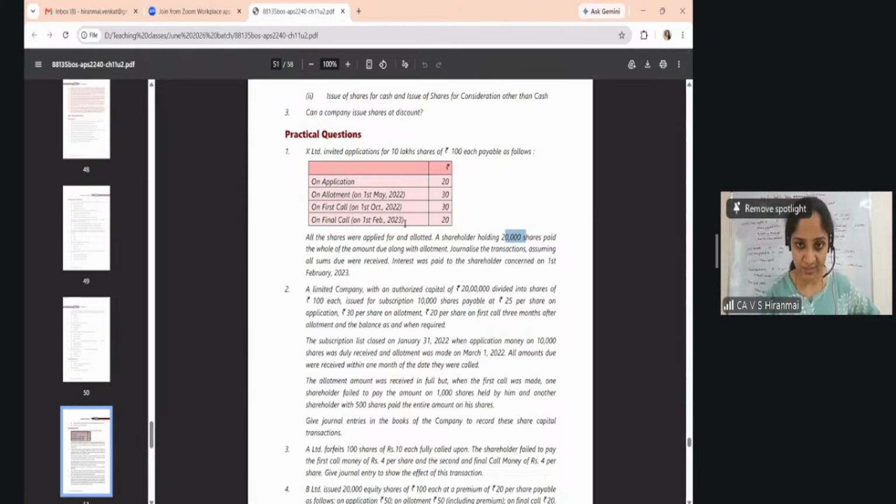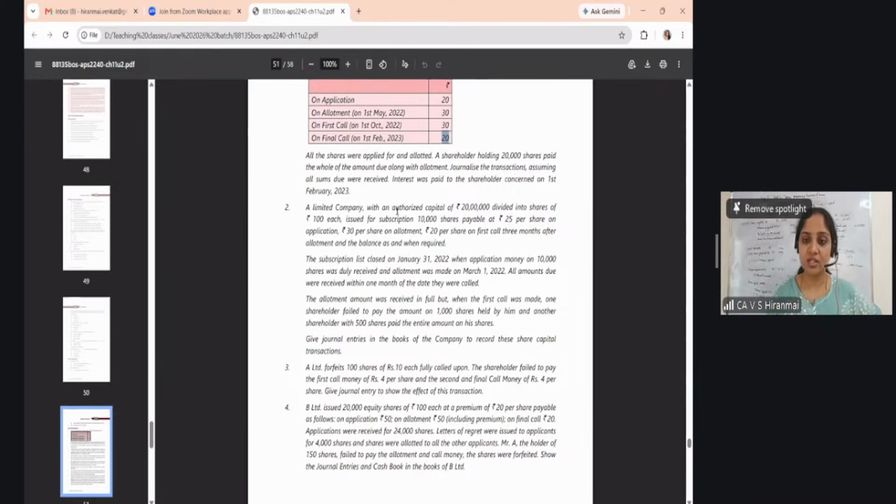For the second one, the final call, which is due next February. They collected the money on 1st May, so from 1st May to 1st of February, that is May, June, July, August, September, October, November, December, January, 9 months, you are supposed to calculate for the remaining 20 rupees value. So 20,000 into 20 into 12% into 9 by 12. If you compute both and pass the entries, it is over. It is a simple question.